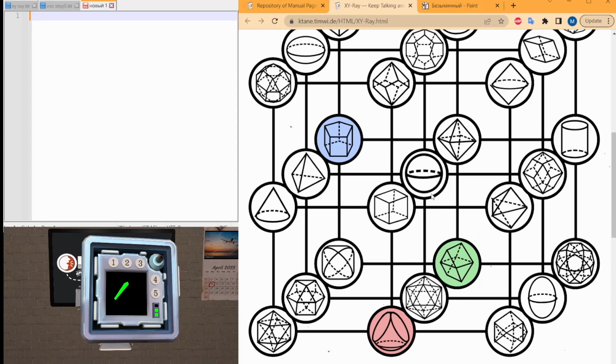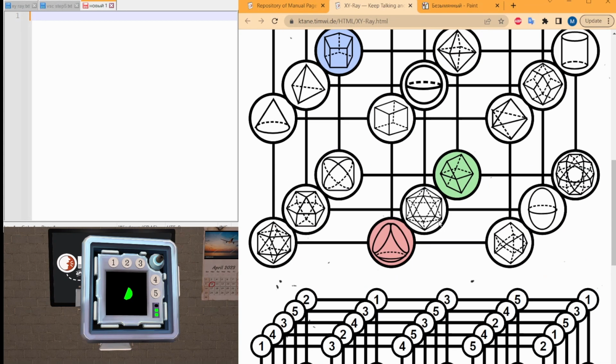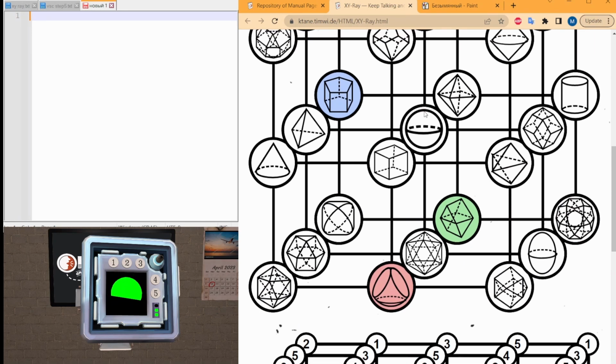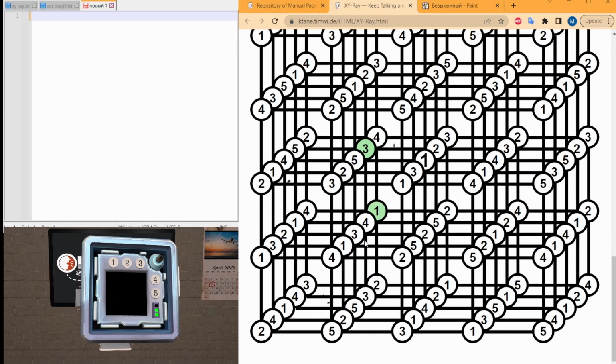And primary left, back. And secondary down, back. 3, 1.